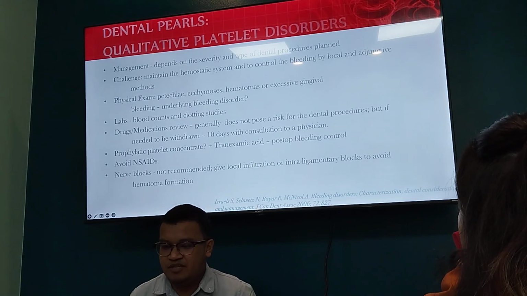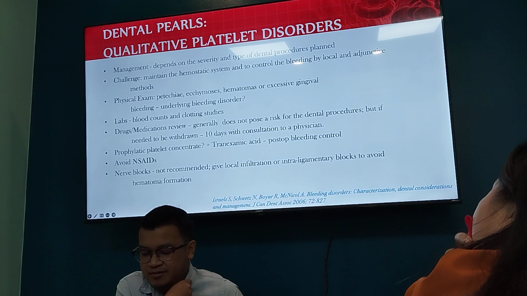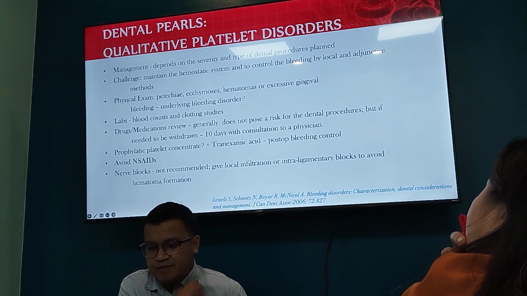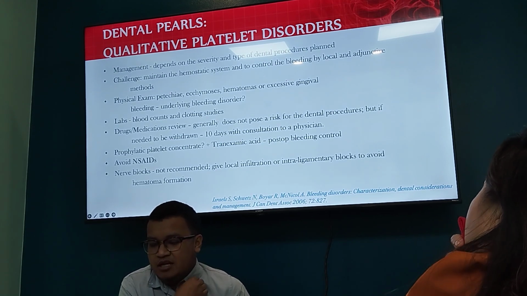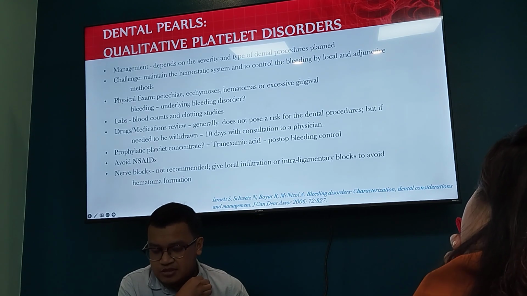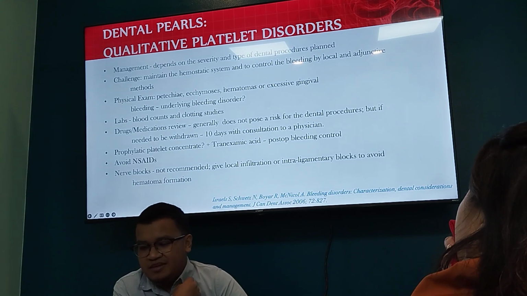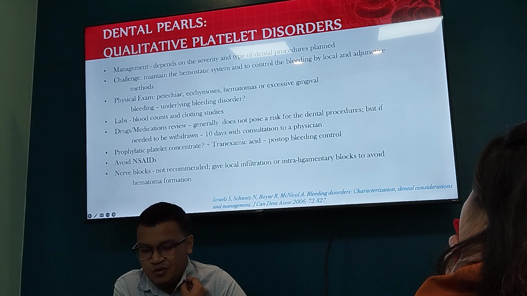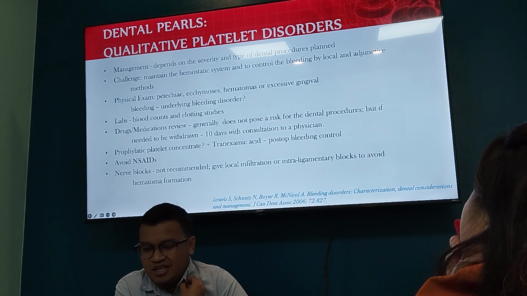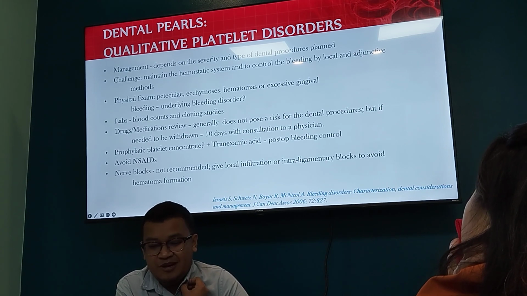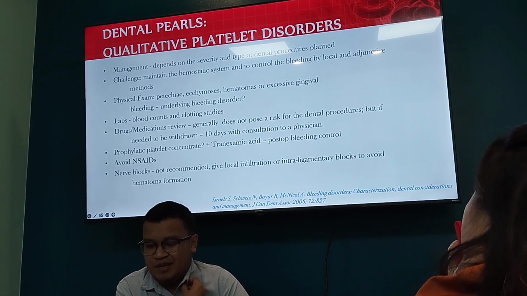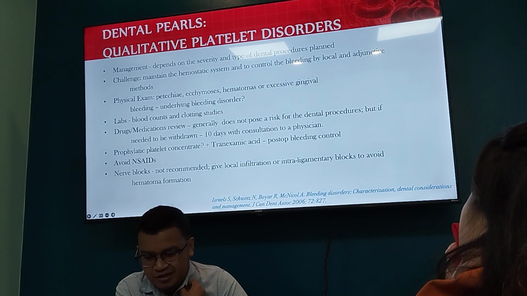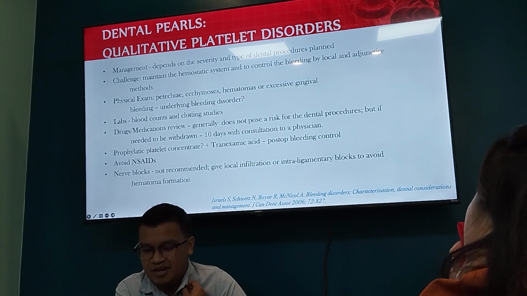So the management of these patients with bleeding disorders depends on the severity of the disease and type of the dental procedures to be planned. So in these patients with severe bleeding disorders, the challenge is to maintain the hemostatic system and control the bleeding locally and with adjuncts. So evidence of petechiae, ecchymosis, hematomas, or excessive gingival bleeding should direct the practitioner's attention toward the possibility of an underlying bleeding disorder.